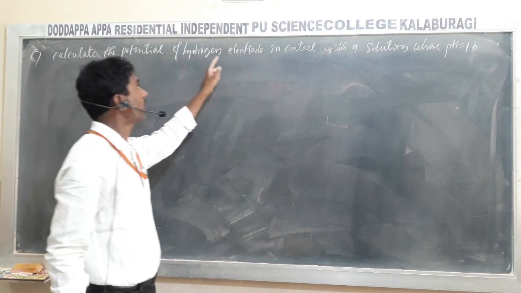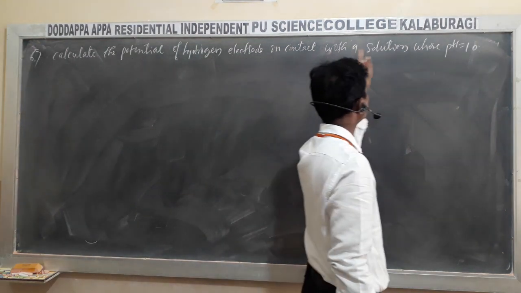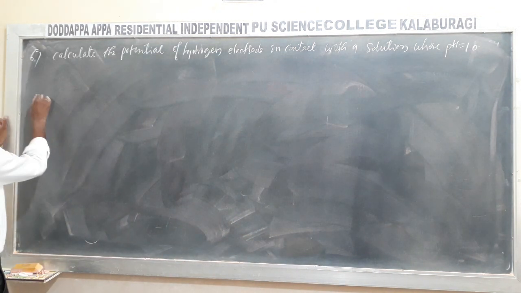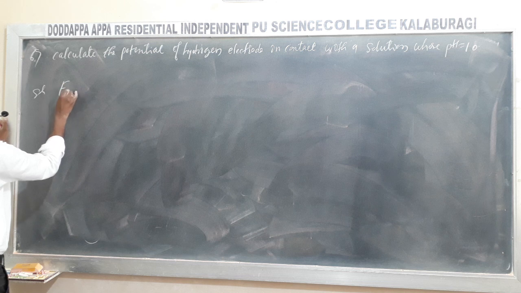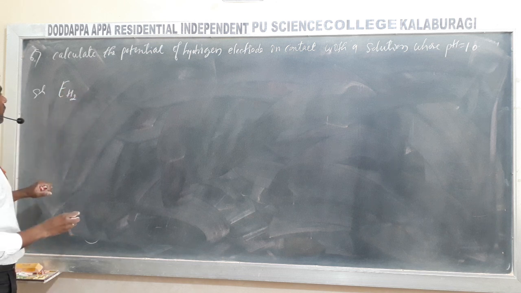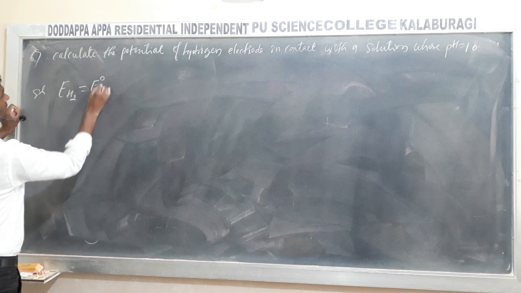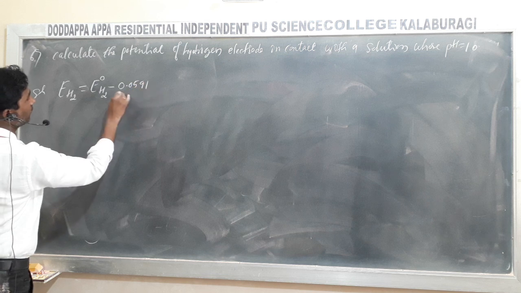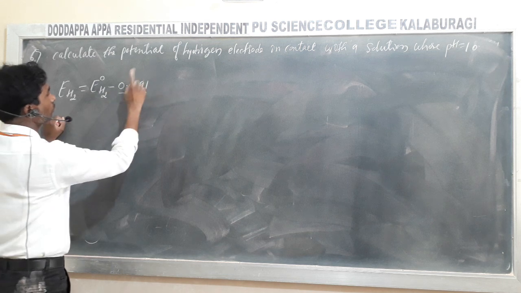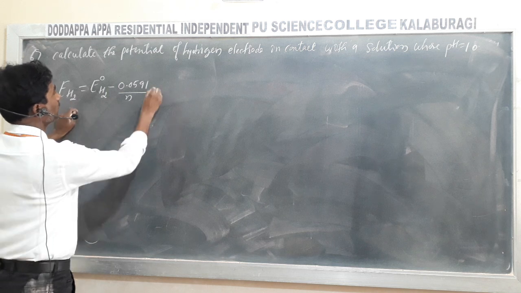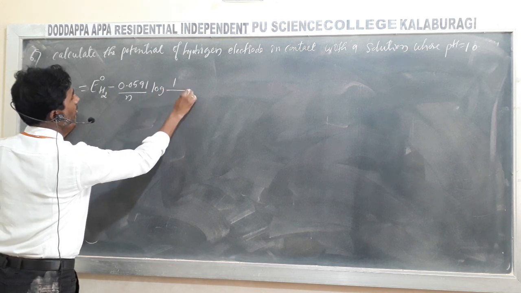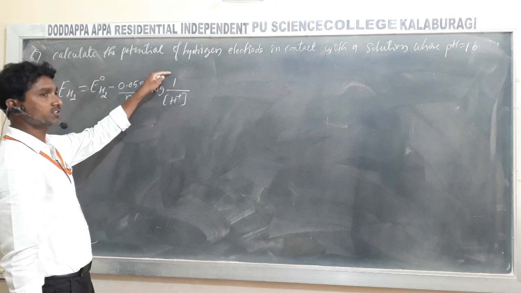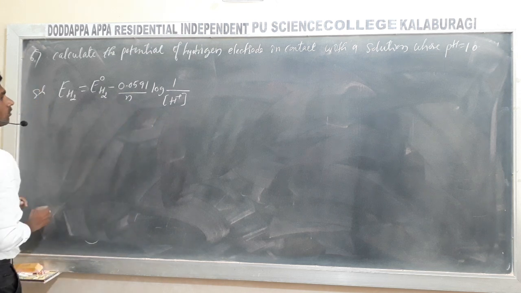This problem is purely based on the standard hydrogen electrode. Calculate the potential of a hydrogen electrode in contact with a solution whose pH is equal to 10. What is the expression? E of hydrogen is equal to E naught of hydrogen minus 0.0591 divided by n, log of 1 divided by H plus ion concentration. If two electrodes are there, it is log of oxidation divided by reduction, but here only one, so I take log of 1 divided by H plus.